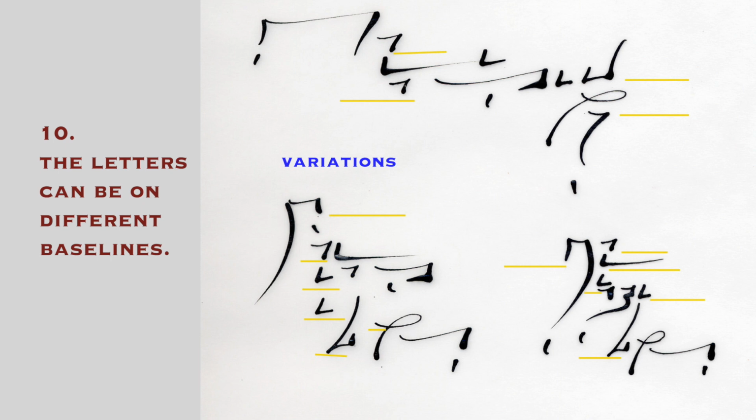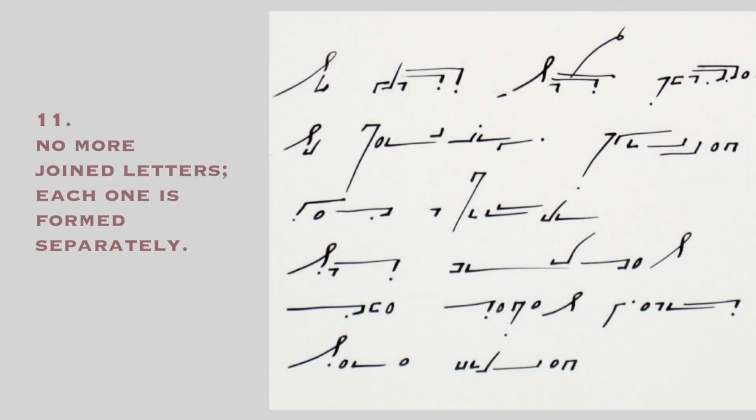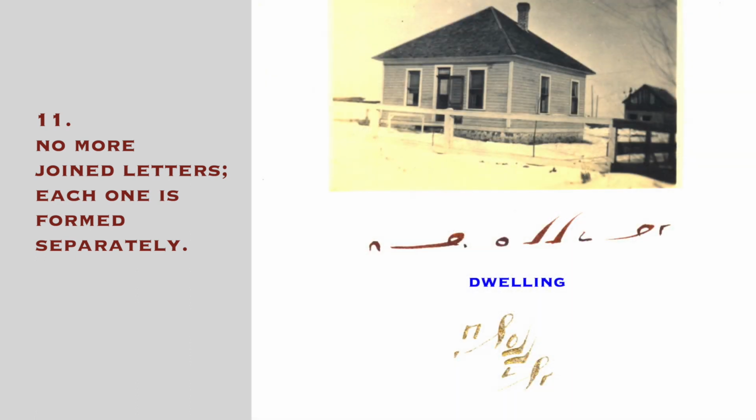The letters can be on different baselines. This word is variations. No more joined letters. Each one is formed separately. This word is dwelling.